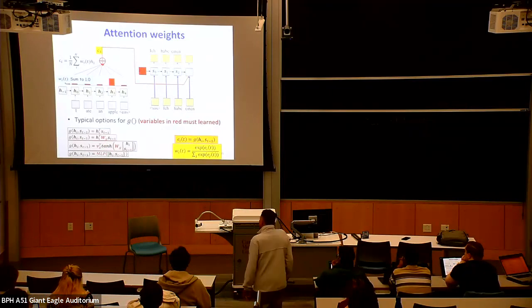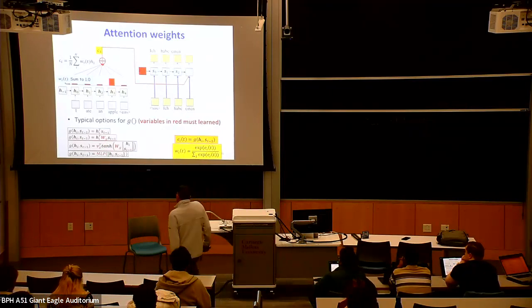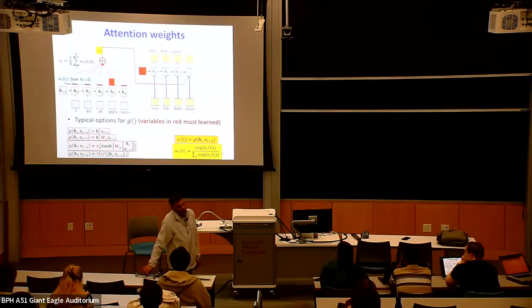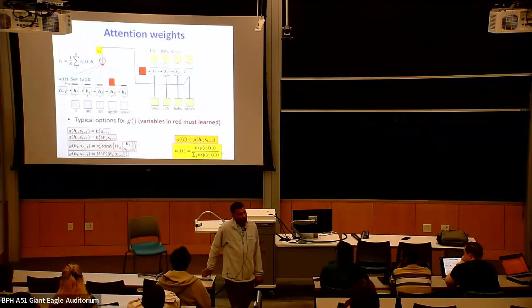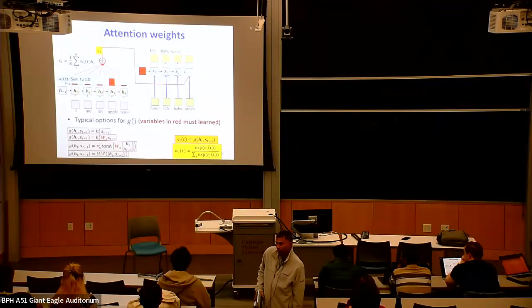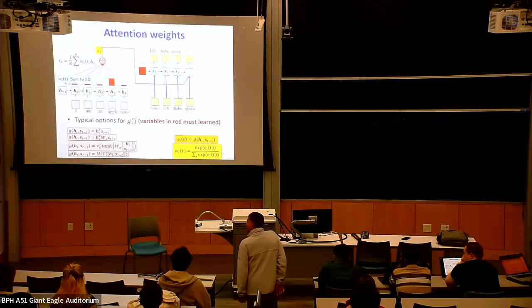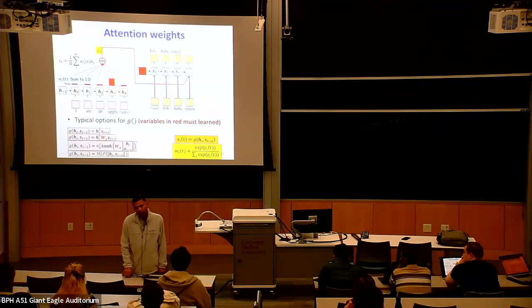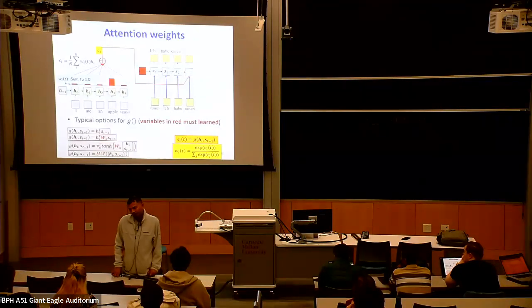Now, there have been uglier functions proposed as well, such as this one over here, or even having an entire MLP, but they're not very popular because having this extra work being performed in the computation of the attention weights has not been shown to give you any particular advantage. So we usually stay with the simpler ones, right?